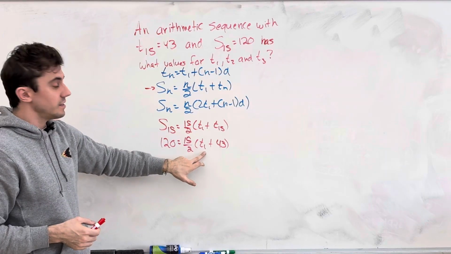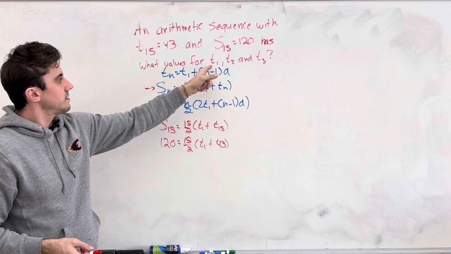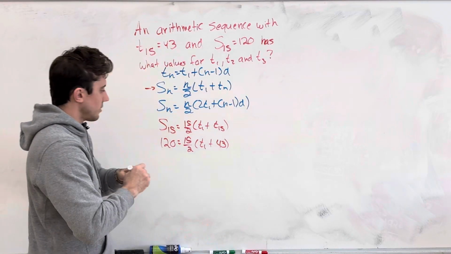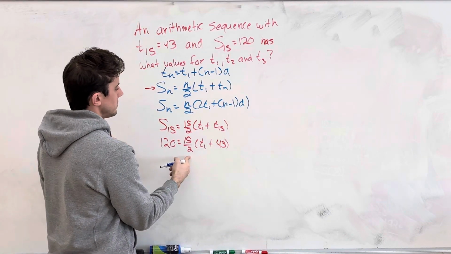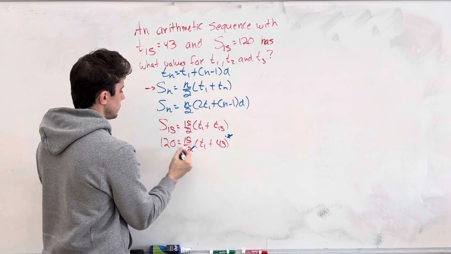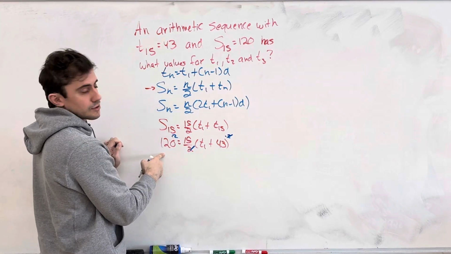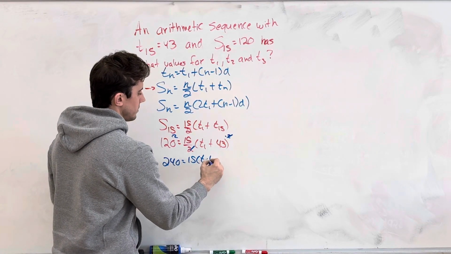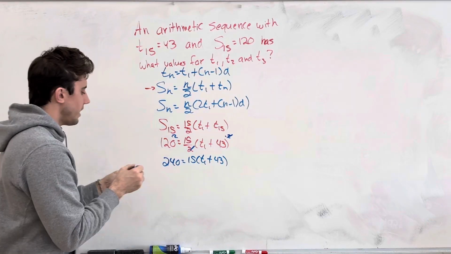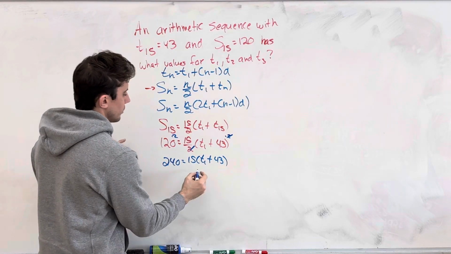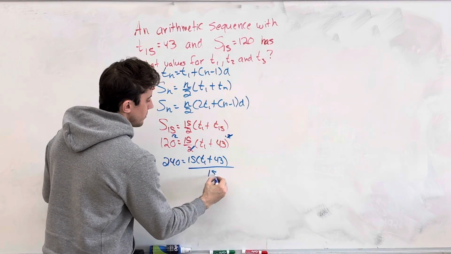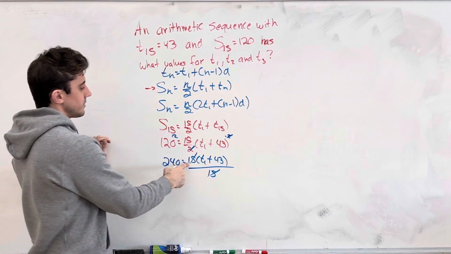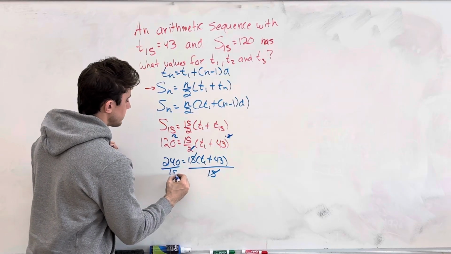The only unknown in this equation is T1, and that's one of the values that we're looking for. And so let's go ahead and solve this algebraically. First thing I would do is maybe multiply both sides by 2, get rid of the 2. So 120 times 2 is 240, and that's equal to 15 times T1 plus 43. Now, there are a few different ways to go about this, but I'm going to rather divide both sides by 15 to simply cancel out the 15 in front of the brackets. And we do the same thing to both sides.